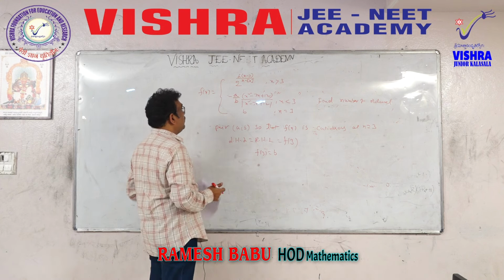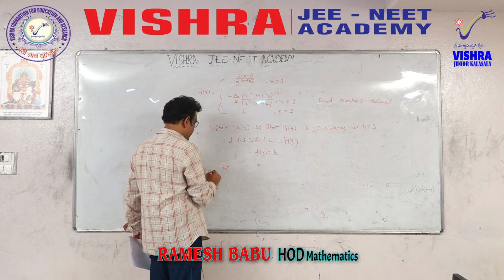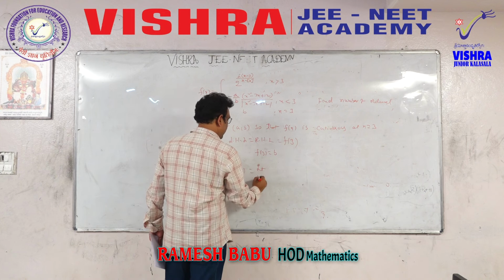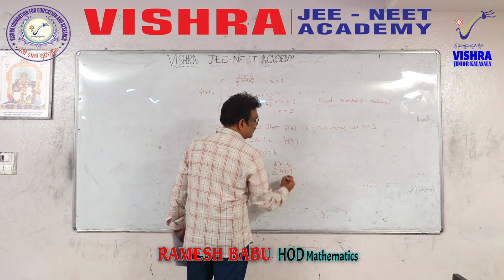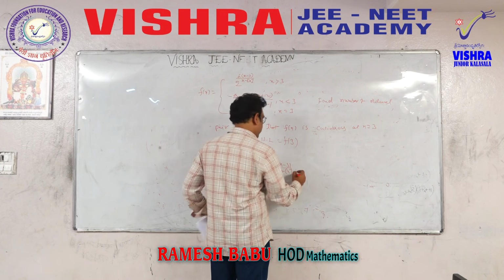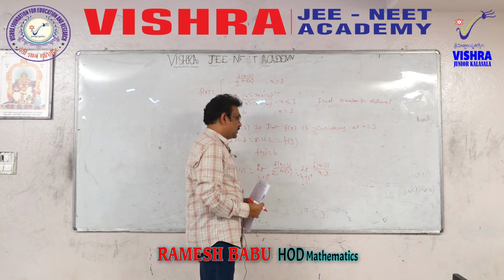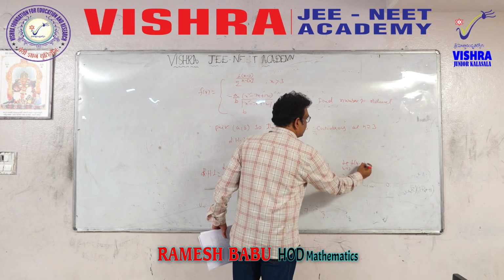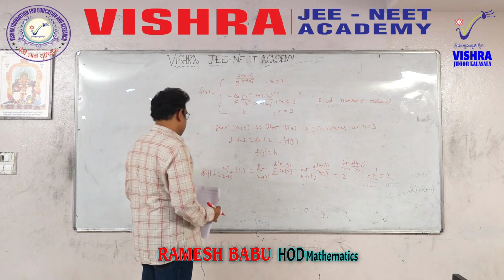Now the right hand limit is the limit as x tends to 3 plus of f of x, which is 2 power sin of (x minus 3) by (x minus [x]). Here 3 plus means 3 point something, so the step of 3 point something is equal to 3. So we can write the limit as x tends to 3 plus of sin of (x minus 3) by (x minus 3), which is 2 power limit of sin of (x minus 3) by (x minus 3), so that is 2 power 1, which is 2. This is the right hand limit.